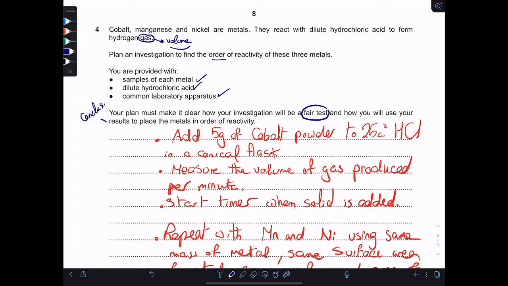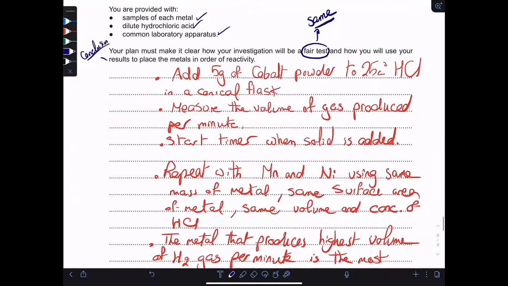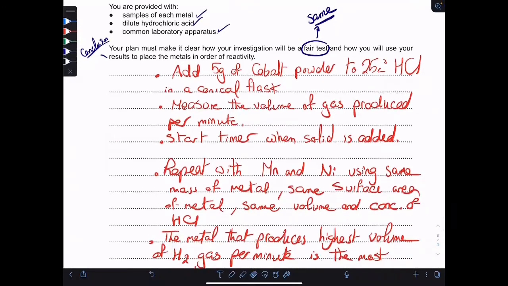He wants a conclusion and he wants you to make a fair test. Fair test means you must keep saying "same": what will be the same in the experiments in order to ensure it's a fair test. Okay, I like to do it this way. First of all, you talk about a metal and then you repeat the same experiment with the other metals. Some people like to do the 3 metals at once, at the same time. It's fine. But I do it this way.